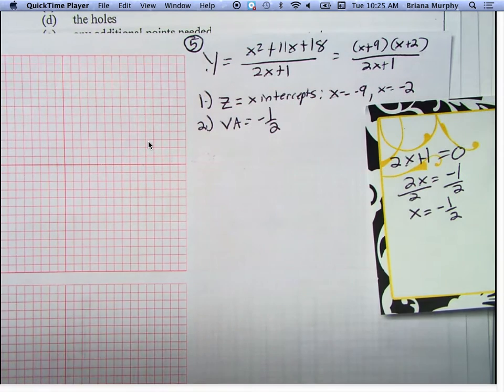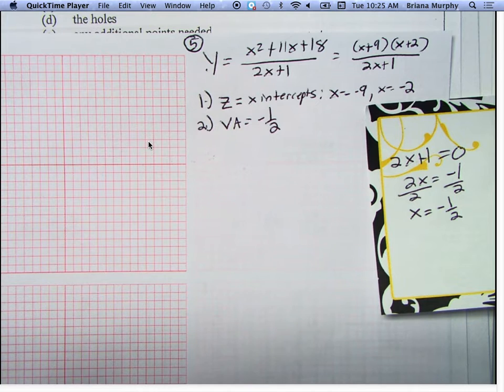Now, I couldn't just say 0, right? Because 0 times 2 is 0. 0 plus 1 is 1, right? So I had to find out how to get the bottom 0. And that's my vertical asymptote, because I can never divide by 0.